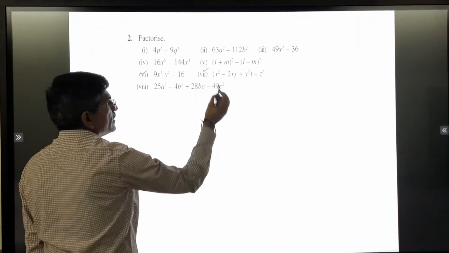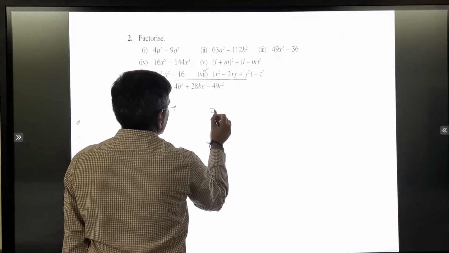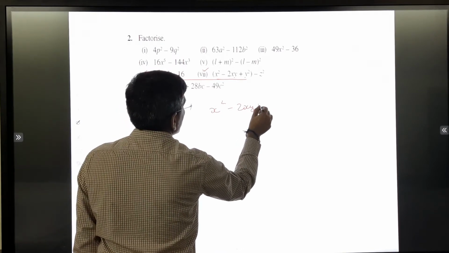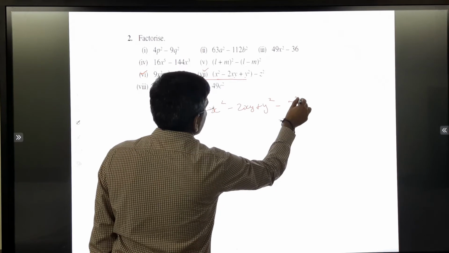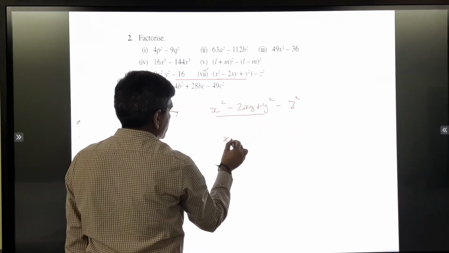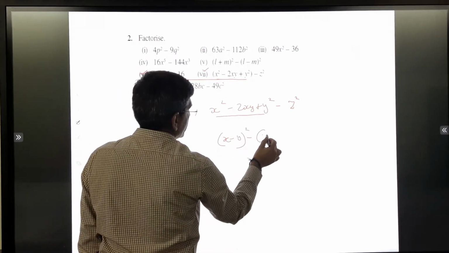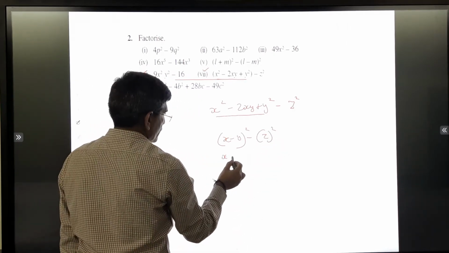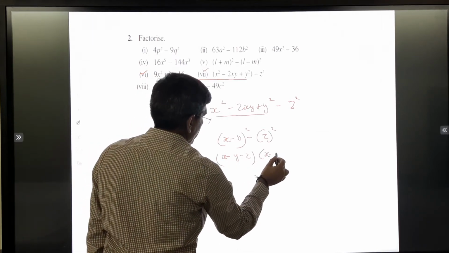Concentrate on 7, that is x square minus 2xy plus y square minus z square. So the first three terms form a perfect square. So we can write (x minus y) whole square, and then in the bracket z whole square. So (x minus y minus z) and (x minus y plus z).